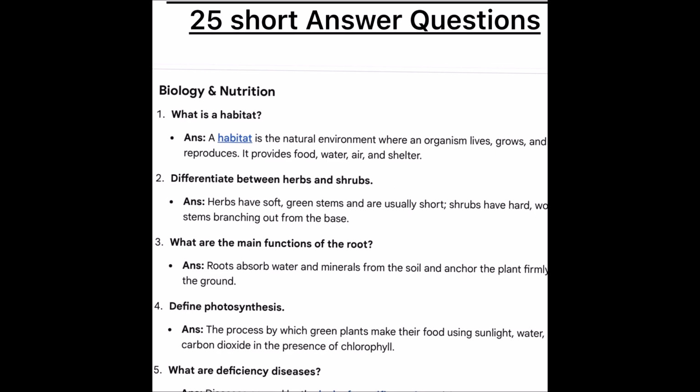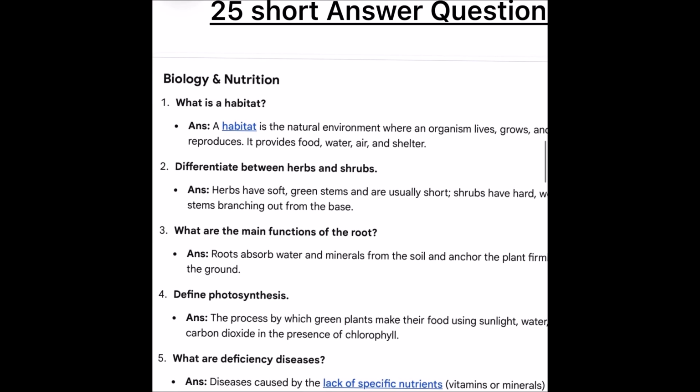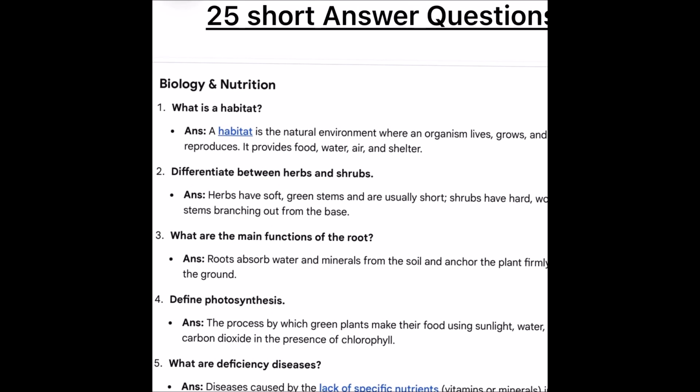The first question is, what is a habitat? A habitat is a natural environment where an organism lives, grows and reproduces. It provides food, water, air and shelter. This is a short definition of habitat. If you want, you can even give the example of a habitat, like a fish lives in a pond and a lion lives in a forest.